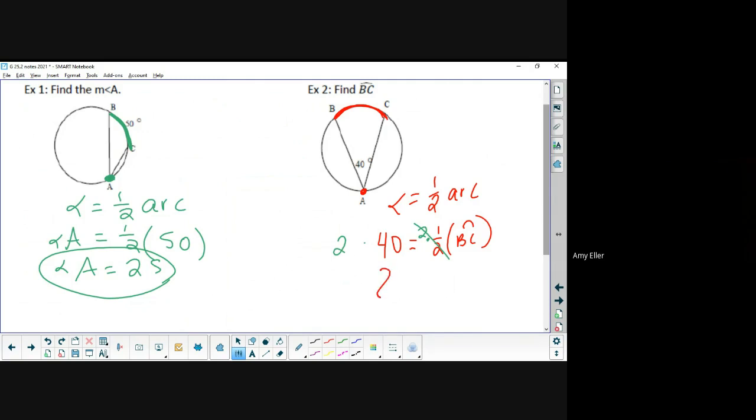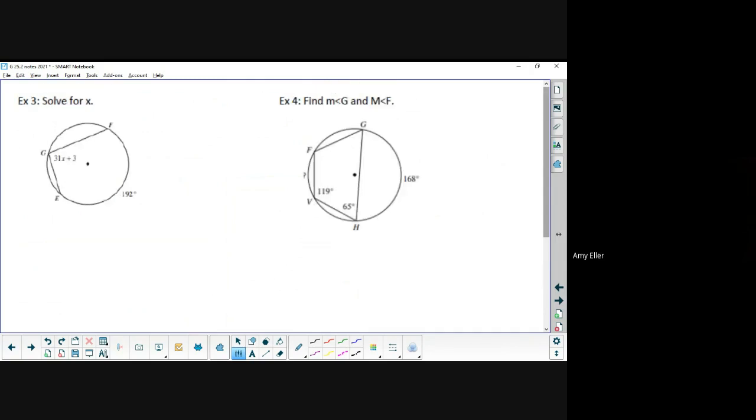2 times 40 is 80. The 2.5 canceled, so I'm left with my answer, which is to find the arc BC. Again, you wouldn't have to show work on this, but this is the same work you would show when we get to a difficult question. Number 3: put a dot where the vertex is and write the formula that goes with that.